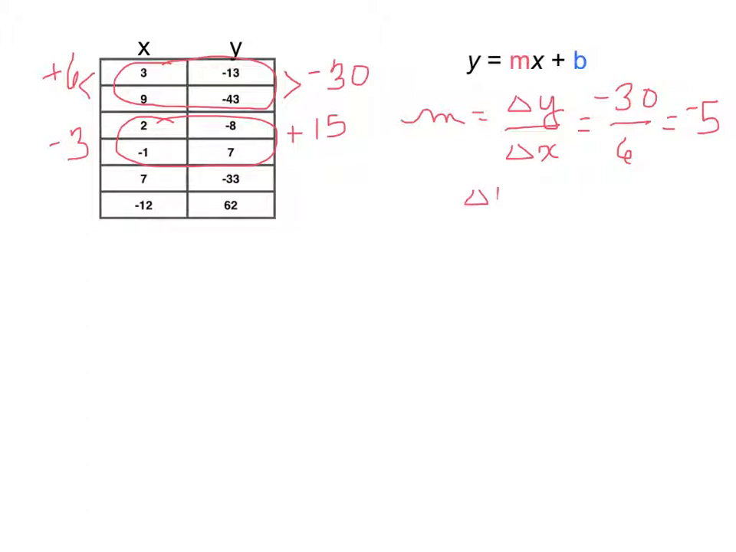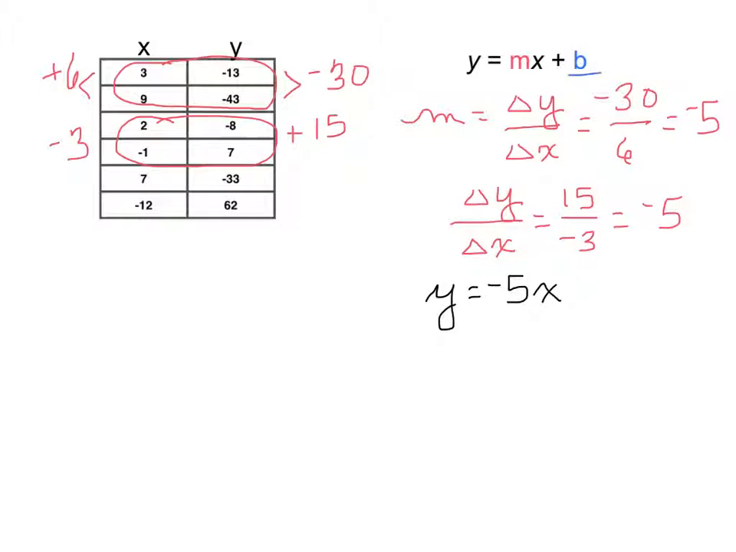Again, our ratio of the change in y to the change in x is equal to +15 over -3. This ratio can get simplified. 15 divided by -3 is also -5. So we can begin writing our equation in slope-intercept form. Y is equal to -5x.